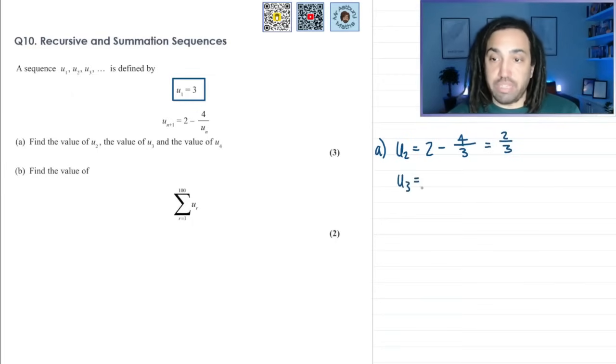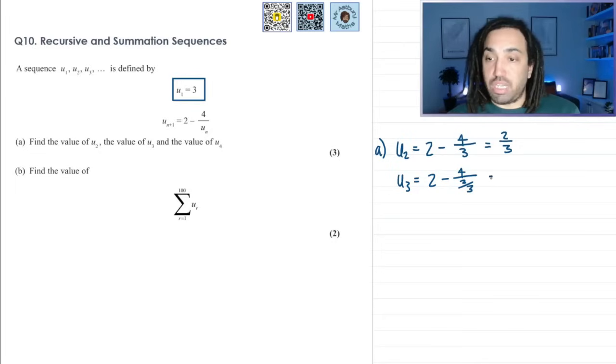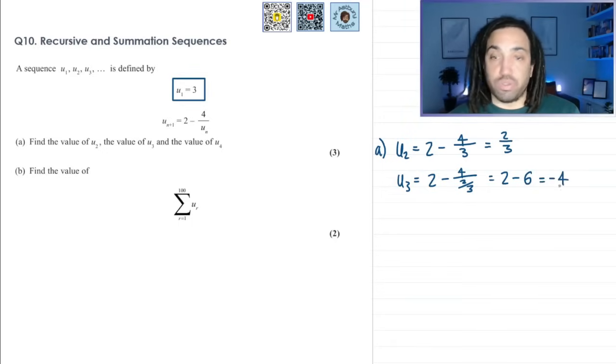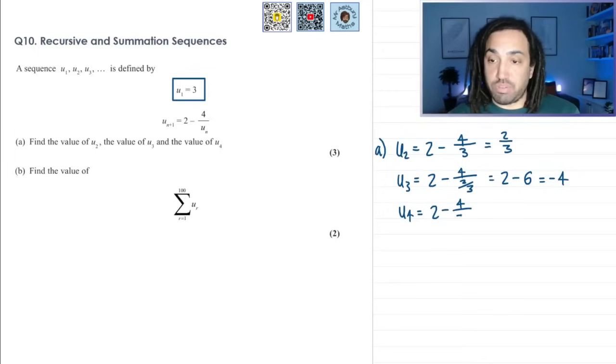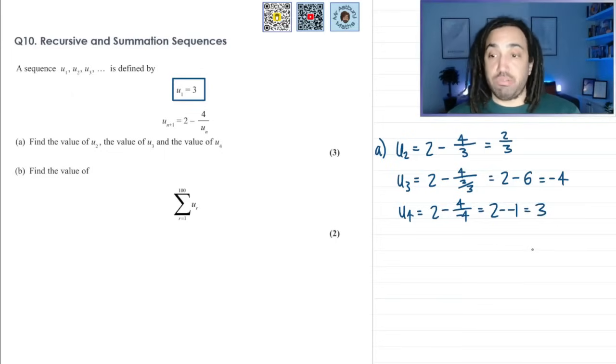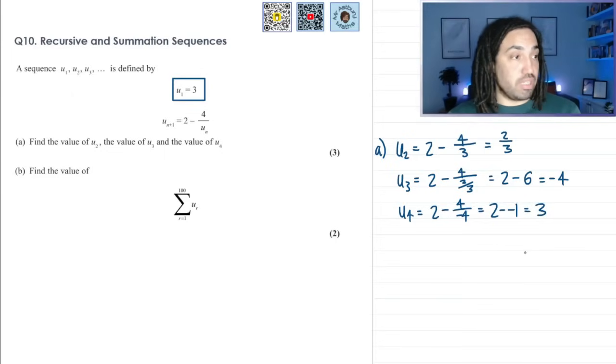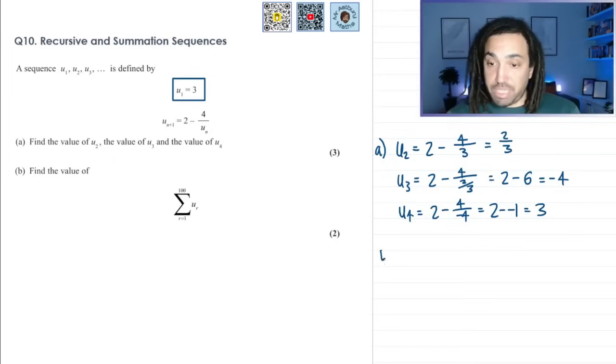And 2 minus 4 over 3 is 2/3. So U3 is equal to 2 minus 4 over the previous term, which is 2/3, which is the same as 2 minus 12 over 2, which is 6. So 2 minus 6 is minus 4. And then U4, which we're asked to find next, is 2 minus 4 over minus 4, which is 2 minus 1, which is 3. We're back to where we started. Perfect. And that's it.